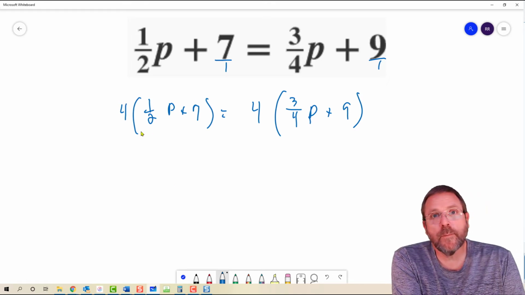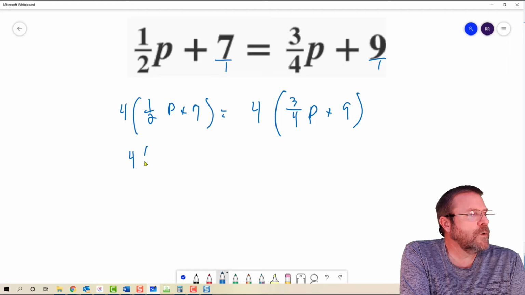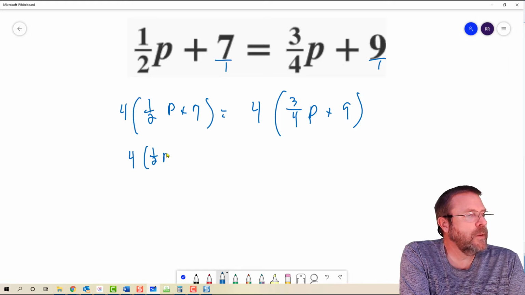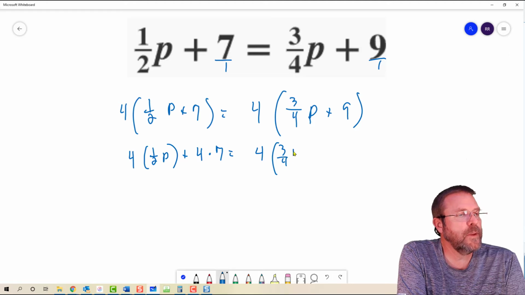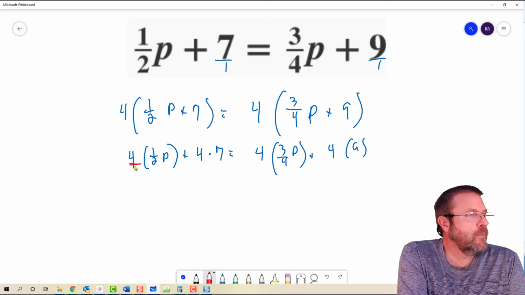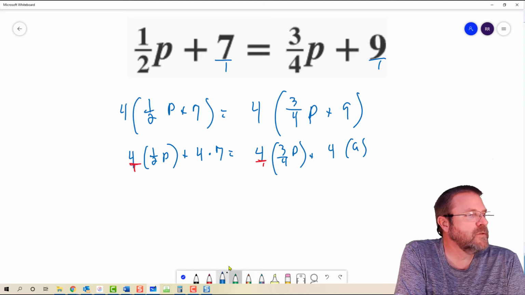Now I'm going to take my 4's and distribute them through the grouping symbols. So I'm going to have 4 times 1/2 p plus 4 times 7 is equal to, on the right-hand side, 4 times 3/4 p plus 4 times 9. I've got an improper fraction here and an improper fraction here. That's going to allow me to simplify.